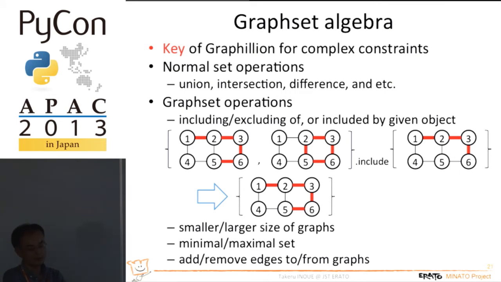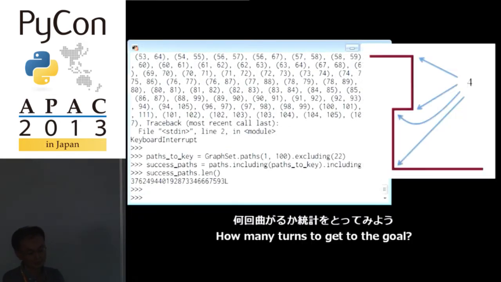Okay. The excluding method returns a set of graphs that don't include a given object. And the included method returns subgraphs of a given object. We can also select graphs by their size or by minimality or maximality. Graphillion also supports modification methods, like adding edges to all the graphs in a set. That's graph set algebra. Okay, let's continue.